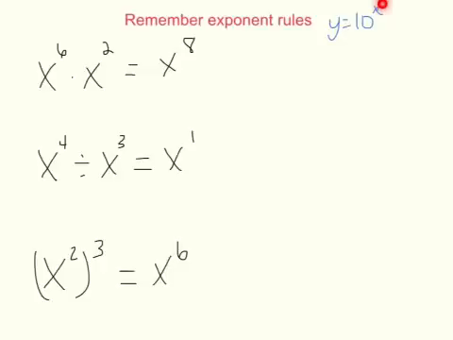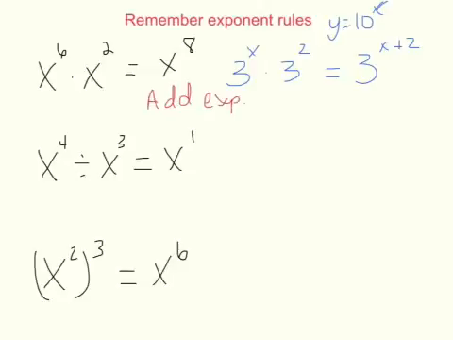So if I had 3 to the power of x times 3 to the power of 2, I end up with 3 to the power of x plus 2. Because remember, when you multiply terms, you add your exponents. So likewise, when I'm dividing terms, if I had 3 to the power of 3x divided by 3 to the power of 2x, I end up with 3 to the power of x, because when you divide terms, you subtract your exponents.